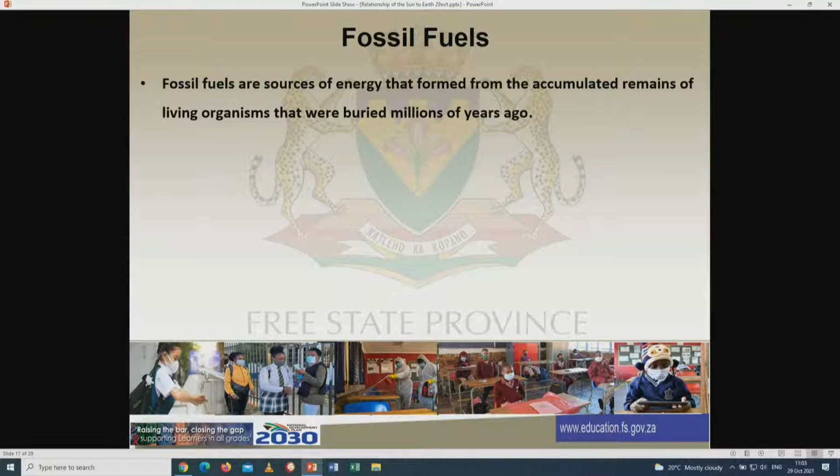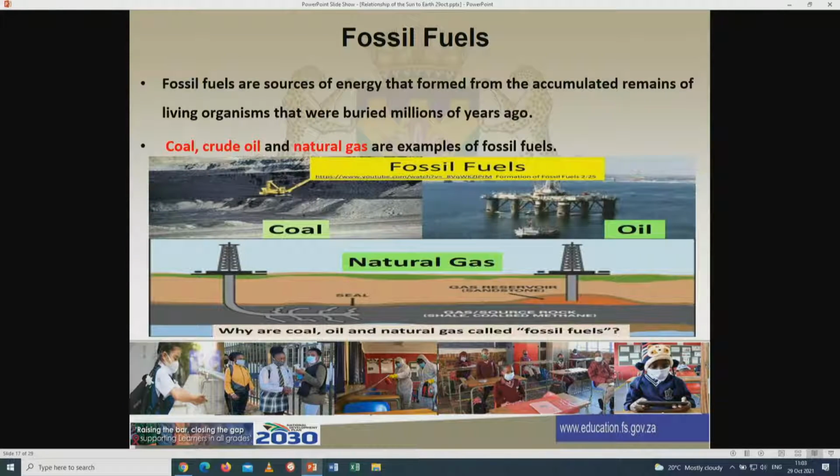Fossil fuels are sources of energy that formed from the accumulated remains of living organisms that were buried millions of years ago. Coal, crude oil, and natural gas are examples of fossil fuels.